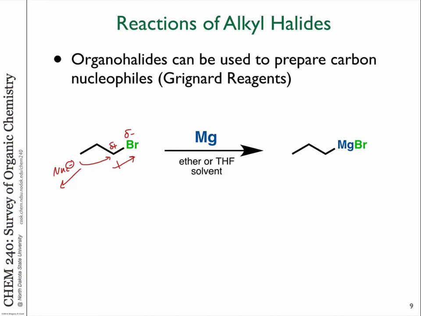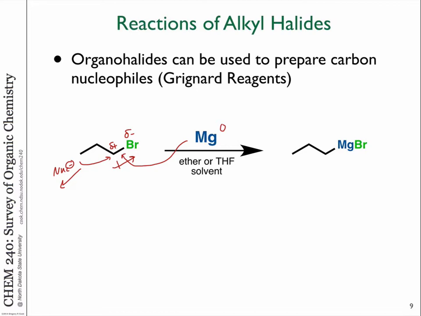Well, one of the things we can do is change the polarity. If we take magnesium metal, magnesium in its zero oxidation state, and we mix it with organohalogen compounds, the electrons from magnesium will actually flow towards the carbon, and the magnesium metal itself will insert in between the carbon-bromine bond.